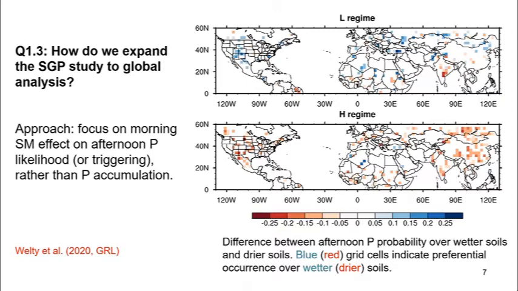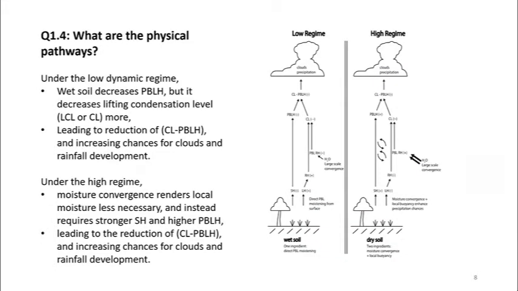And then the next question would be, how do we explain those results? Of course, we have done extensive data analysis. In the end, we identify the physical pathways to explain the results, summarized in the figure there. Basically, under low regime, if you have wet soil, that means lower sensible heat flux and hence lower PBL height. However, the dominant effect would be wetter soil, higher latent heat, higher relative humidity, and lower lifting condensation level, LCL. The net effect would be the decrease of LCL minus PBL height.